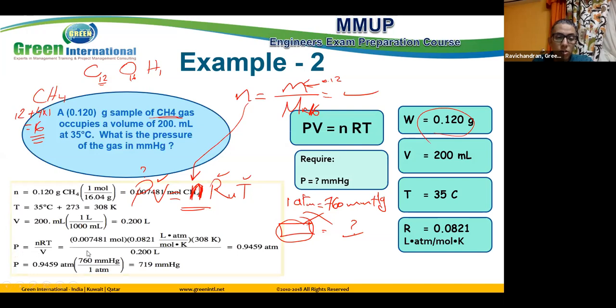Here we get the beginning pressure, 0.9459 atmospheric. After you get the pressure, you can convert it to the unit required, millimeter mercury, by cross multiplication: 0.9459 multiplying 760 divided by 1, and you get the value directly.